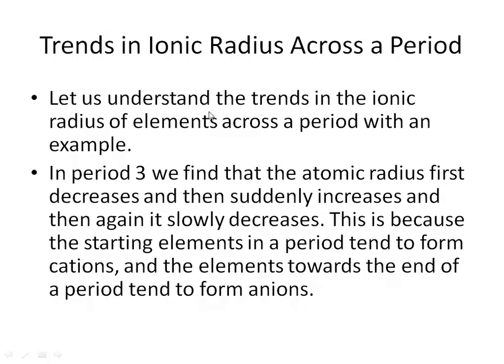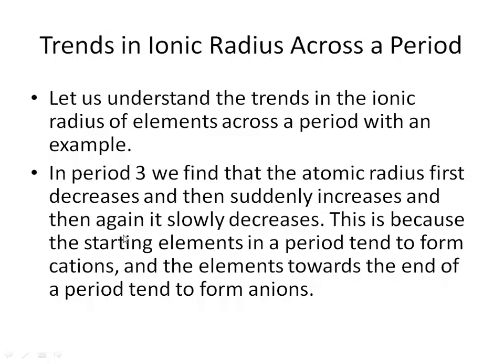Now let us understand the trends in the ionic radius of elements across a period. Group is vertical, whereas period is horizontal. In period 3, we find that the atomic radius first decreases. Period 3 has sodium, magnesium, aluminium. There, as usual, the first two atomic radii decrease, but suddenly it increases, and then again it goes on decreasing. This is due to the starting elements in a period tending to form cations, and the elements towards the end forming anions.